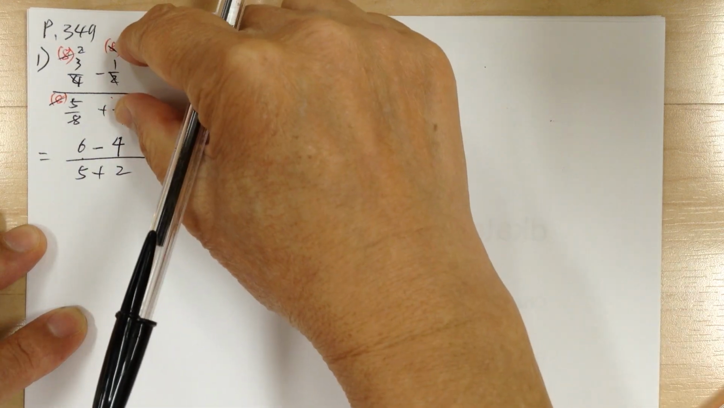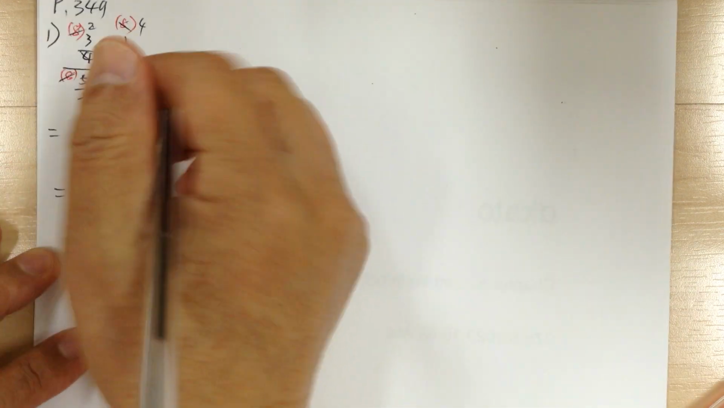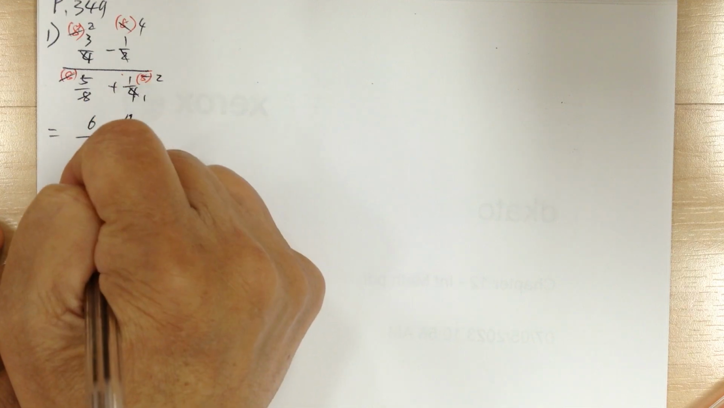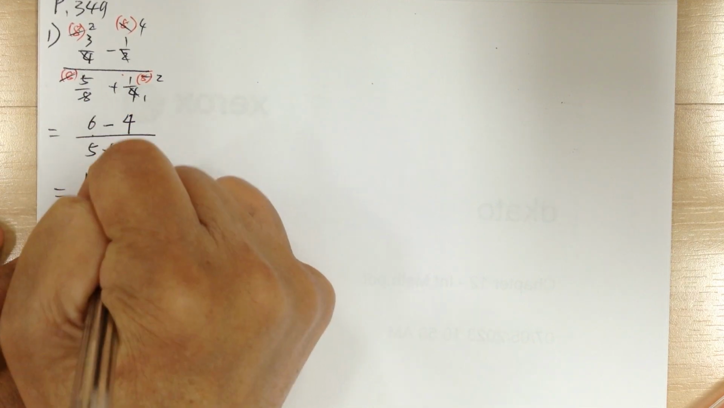So you go from a complex fraction into a simple fraction, and then from there you can just work it out. So you got 6 minus 4 is 2, 5 plus 2 is 7, and that would be your answer.